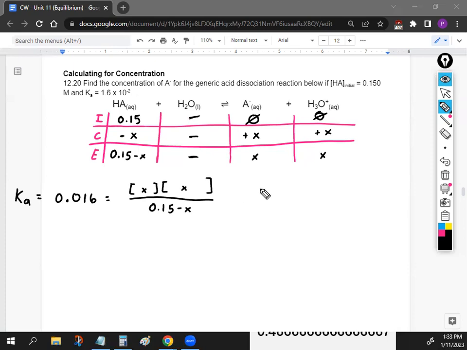Okay, so let's simplify this equation a little bit more. For the numerator, we can turn this into X squared. Yeah, exactly. And you guys might be able to see what is being formed. So we need to isolate X here. We're gonna move the denominator to the other side, so we're gonna multiply both sides by 0.15 minus X. On the left side, we'll get 0.016 times 0.15 minus X, and that is equal to X squared.